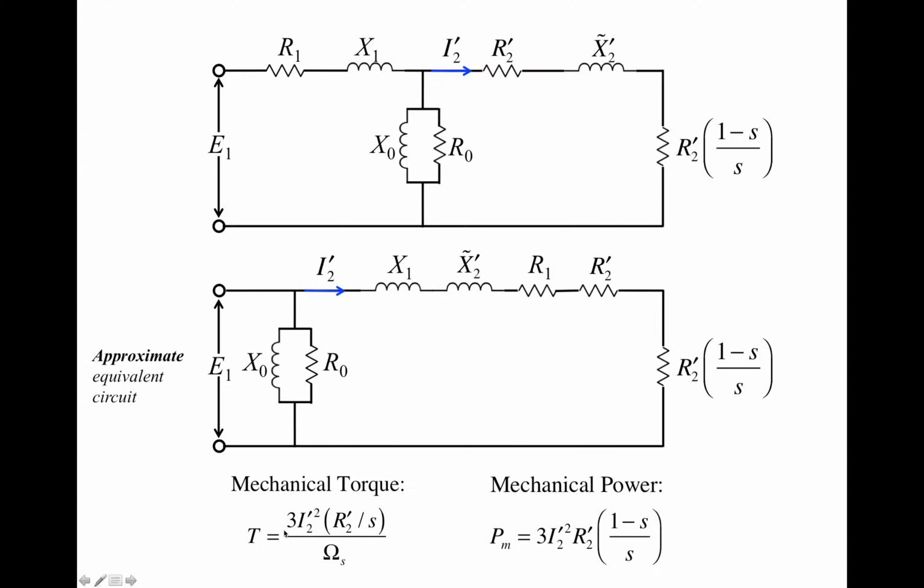So everything in this expression can be either measured using equipment or calculated. The current I2 prime needs to be calculated. This one has to be computed. The calculation of I2 prime using the exact equivalent circuit is a little bit complicated. So how are we going to compute this thing, right?